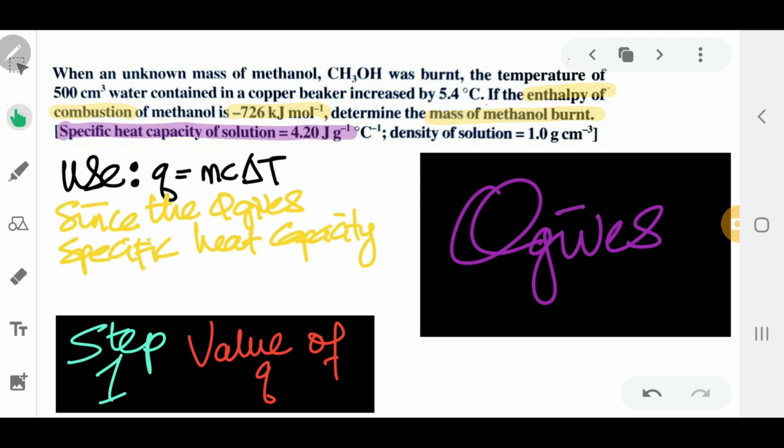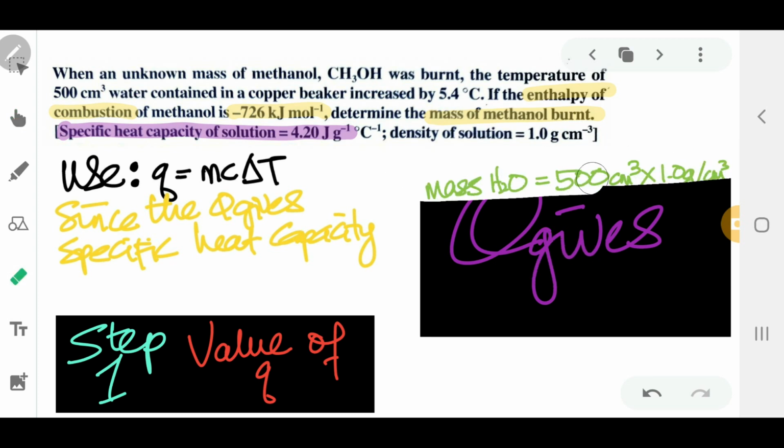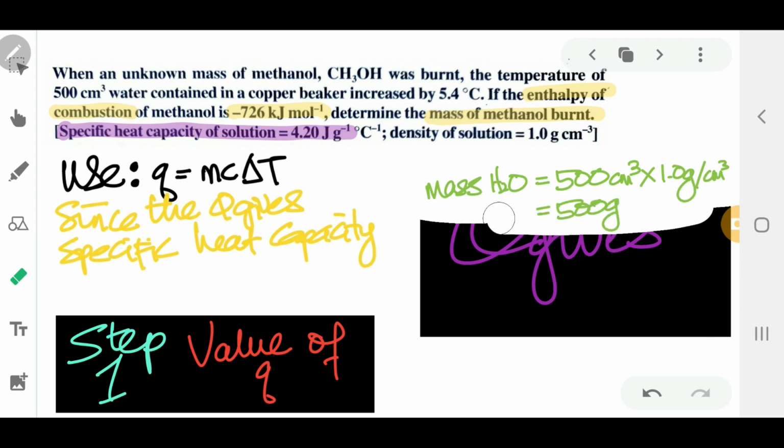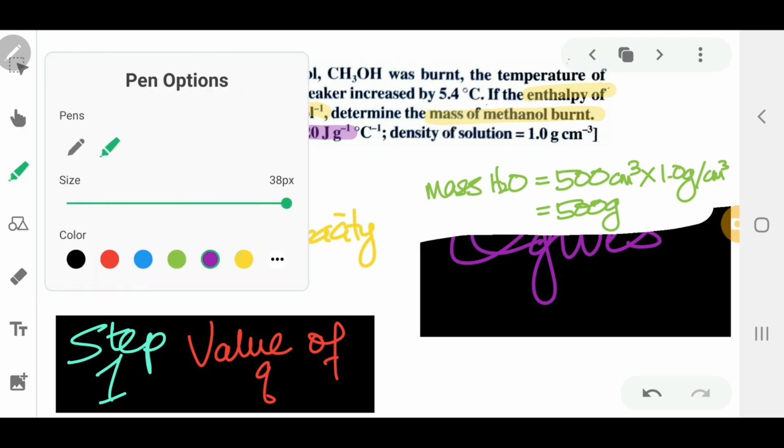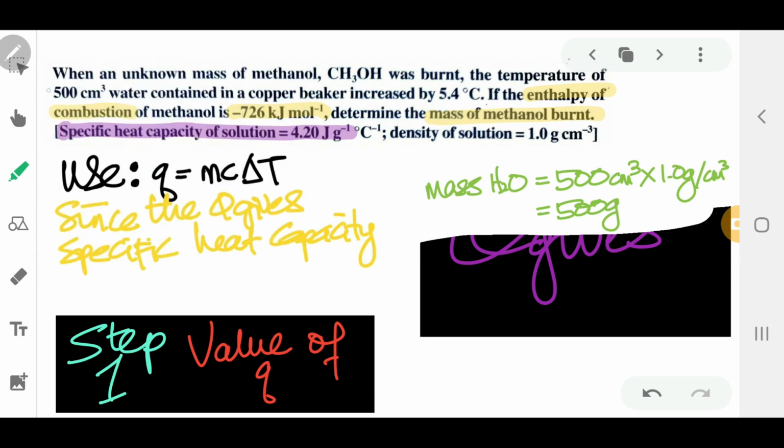Now, before we can look at step number 1, we have to know what the question gives. Okay, you need to list down all the information given to you. So we have the mass of water being obtained, because over here it says that the temperature of 500 centimeter cubed water contained in a copper beaker increased by 5.4 degrees Celsius. So the mass of water is that. And from the volume of water, we can work that out to find out the mass over here, okay?